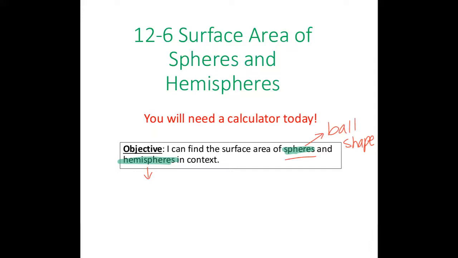Oh, my pen is going to die on me, I think. Okay, let me see. It's half a sphere, basically, is what it means. And you can think of it again, like I said, as an orange cut in half. Each piece would be called a hemisphere.